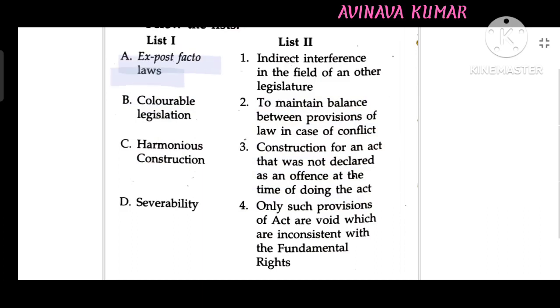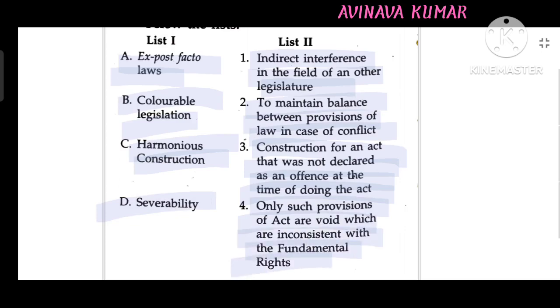Ex post facto law: construction for an act that was not declared as an offense at the time of doing so. Color-label legislation: indirect interference in the field of other legislation. Harmonious construction: to maintain balance between provisions of law in case of conflict. Severability: only such provisions of act are void which are inconsistent with the fundamental rights.